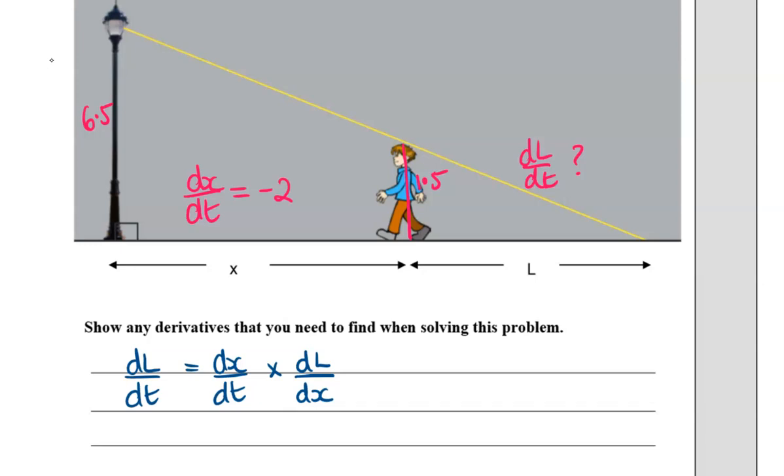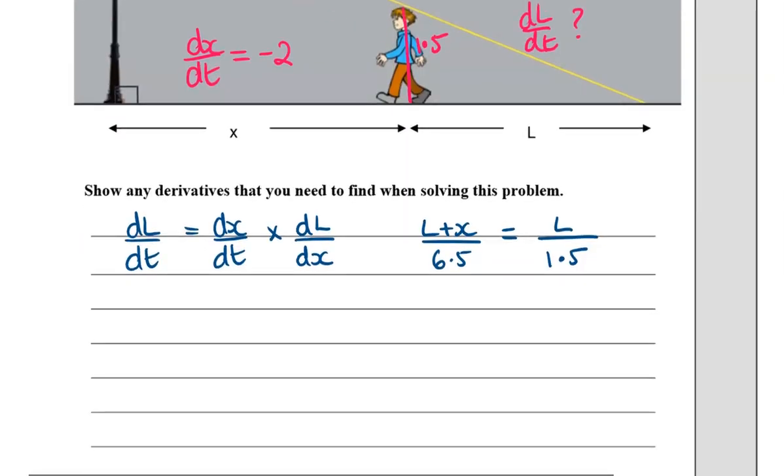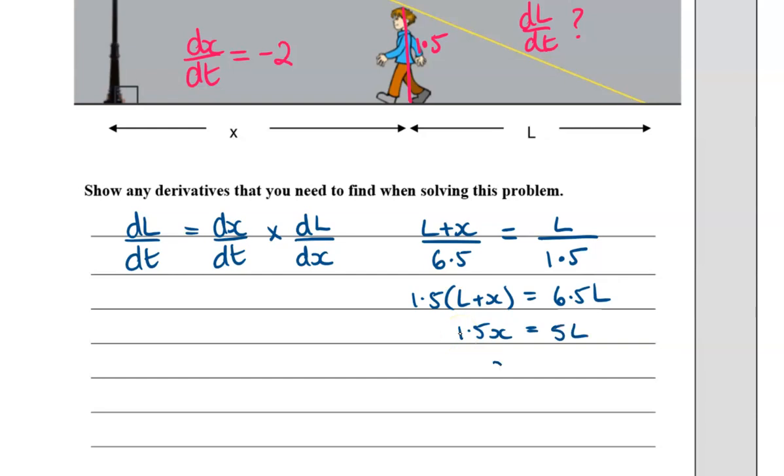Well, we've got similar triangles going on here, so we can link L and X. If we take a look at the big triangle first, the L plus X on the base divided by its height of 6.5 will be the exact same ratio as the base of the little triangle, so that's just L, over its height of 1.5. And then we just need to tidy that up to separate out the x and the l's. So 1.5 times l plus x is equal to 6.5 l. So 1.5x would be 5l. X will then be 10l over 3.